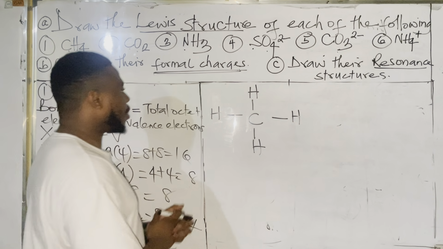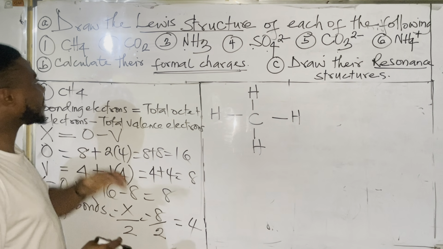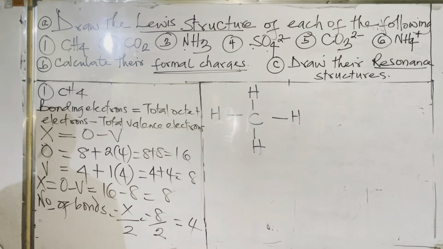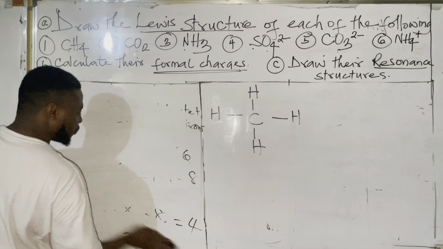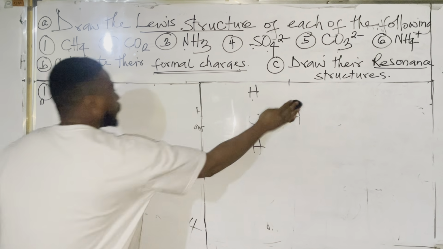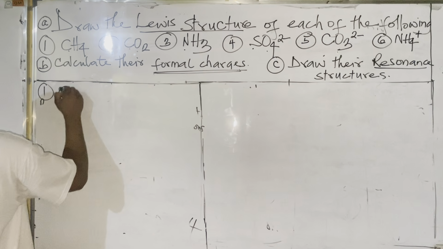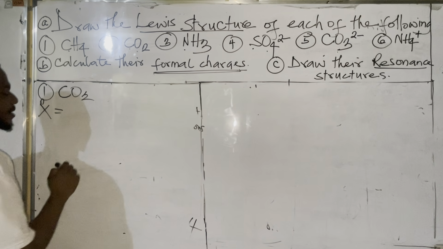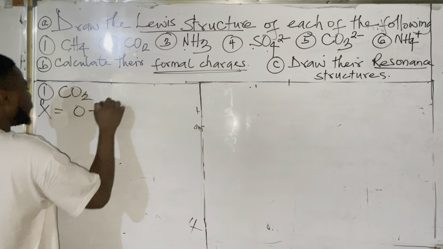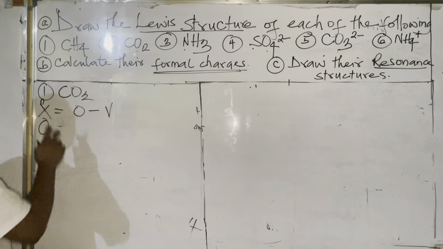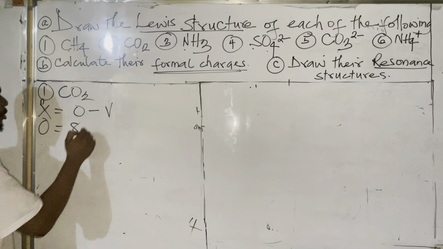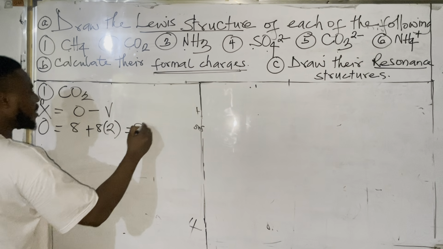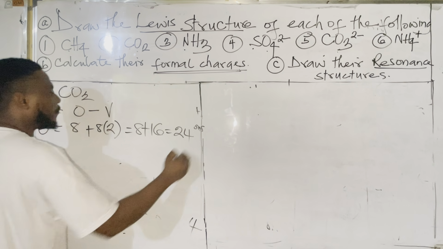All right, so now let's quickly draw the Lewis structure for carbon dioxide, CO2. For CO2, remember that we have to calculate the bonding electrons. X equals O minus V. Now let's calculate the octet electrons. Carbon obeys the octet rule, oxygen also obeys the octet rule. So this will be 8 plus 8 times 2, which is 8 plus 16. 8 plus 16 gives us 24.